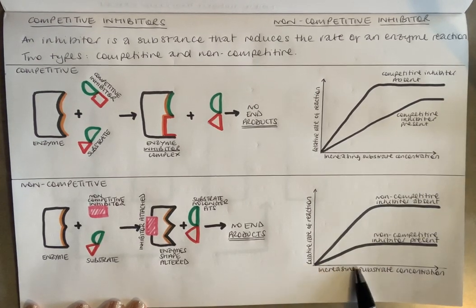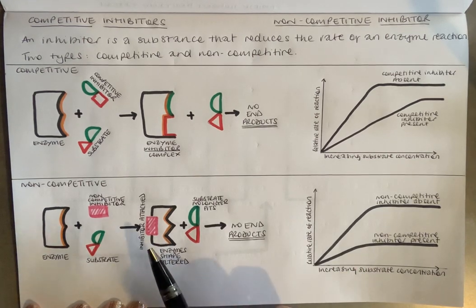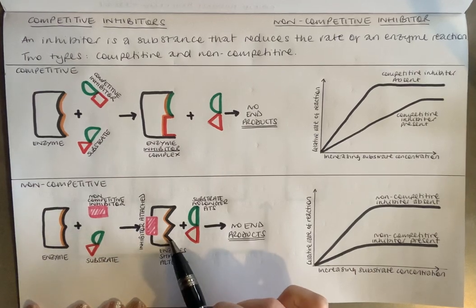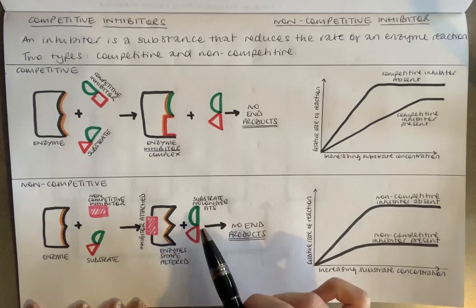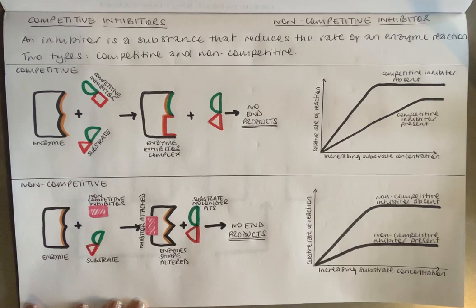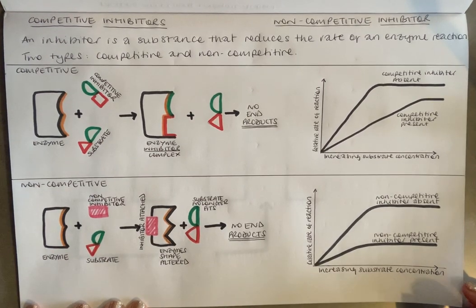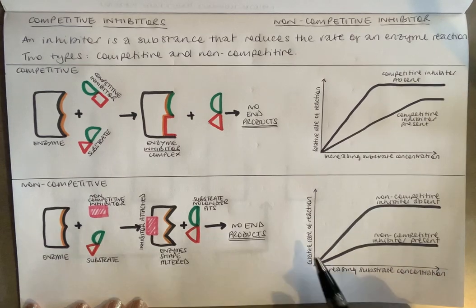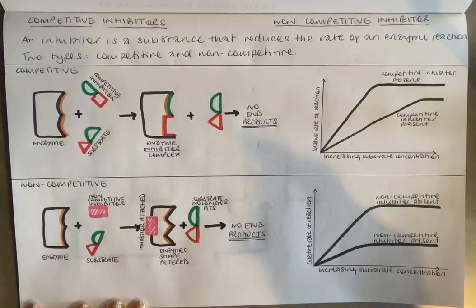It doesn't matter how much you increase the substrate concentration by, if that non-competitive inhibitor has altered the structure of that active site, that substrate can no longer bind. So you're going to get a far lower volume of product, which therefore means you've got a far lower rate of reaction.